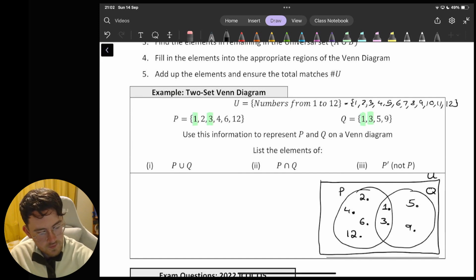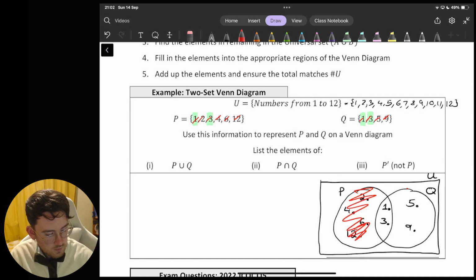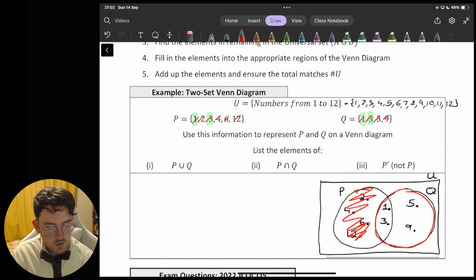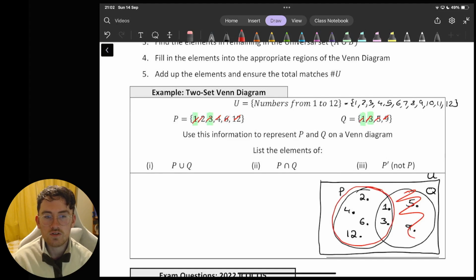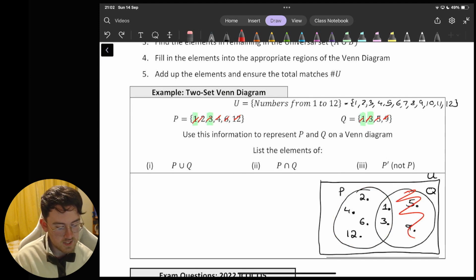So we're nearly there. We've listed out all of these elements. Okay, if we look at what we have here, if you ignore the part of P on its own and only look at the circle Q here, we have 1, 3, 5, and 9, which is what we needed. And if we do the same with the circle P and only look at the part of P here, we have 1, 2, 3, 4, 6, 12, which again is what we needed.